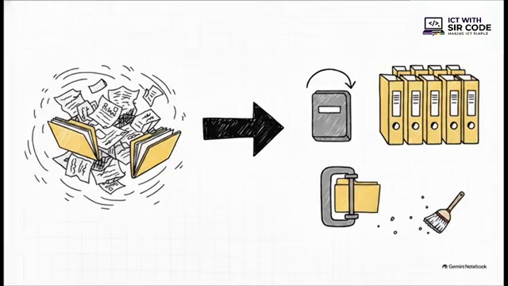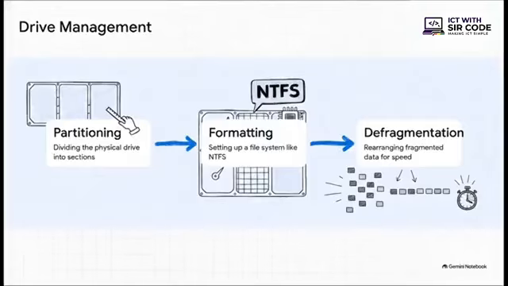Always perform regular backups to prevent catastrophic data loss. Use file compression to shrink down massive folders and run disk cleanups regularly to remove temporary files that are just clogging up your system's memory. And beyond just the files, you also have to manage the physical drive itself. This happens in a few foundational steps.